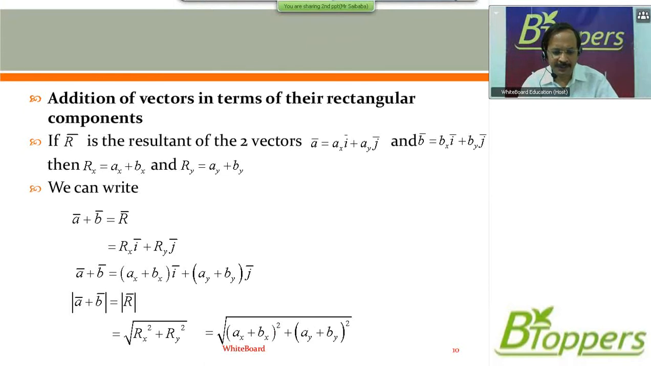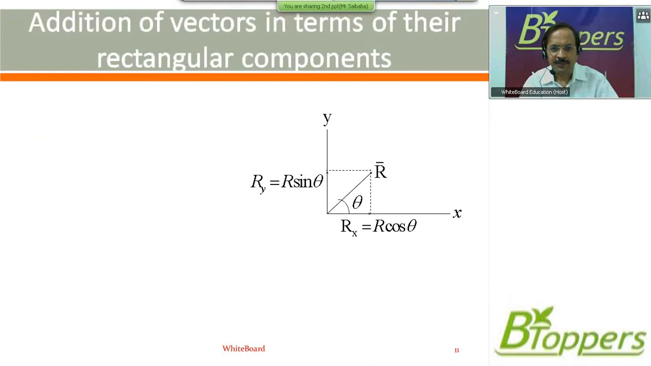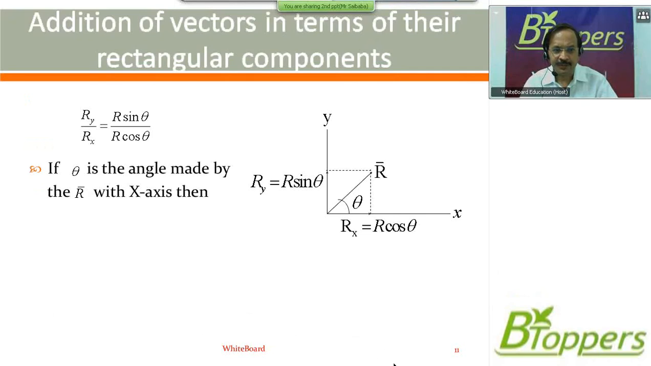So magnitude of the resultant of A bar and B bar we can write as under root of AX plus BX whole square plus AY plus BY whole square. So Rx you can write as R cos theta, Ry equal to R sin theta. Here theta is the angle made by the resultant vector R bar with the positive direction of x-axis. So tan theta can be written as Ry by Rx.